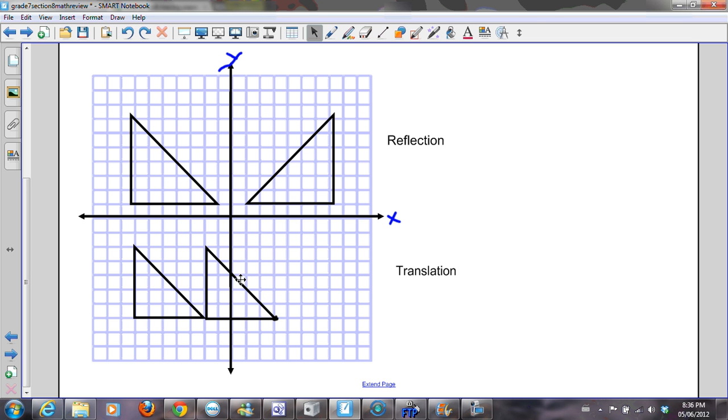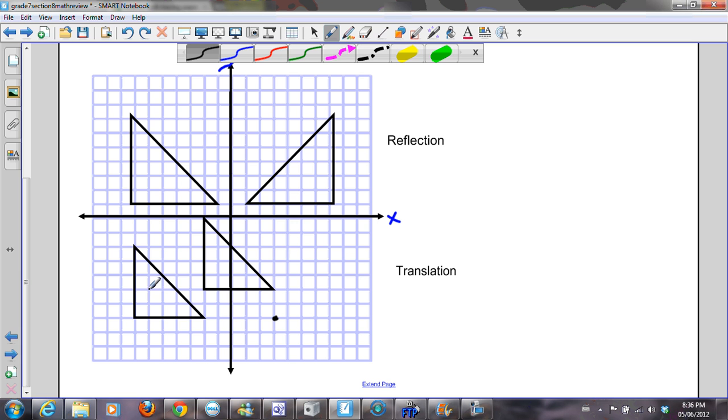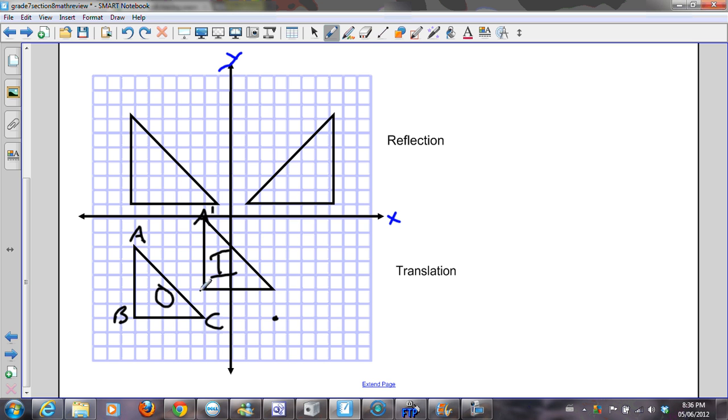I could also do a translation of 2 units up. So now, if this one here is my original, this one here is my image. And normally, if you're going to label them, if this one was A, B, and C, this one up top here now would be A prime, like with a little 1 up above it. This one would be B prime, and this one here would be C prime, like that.